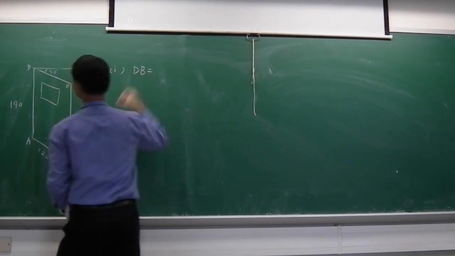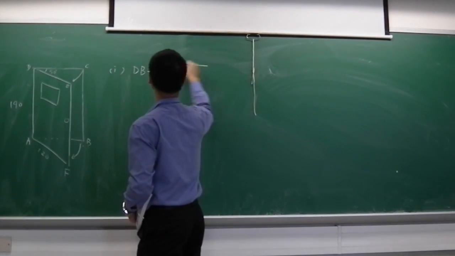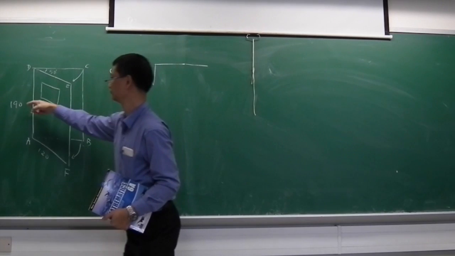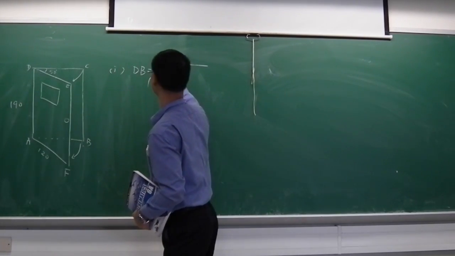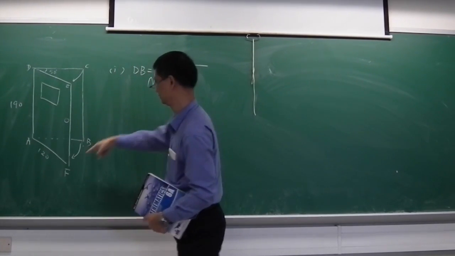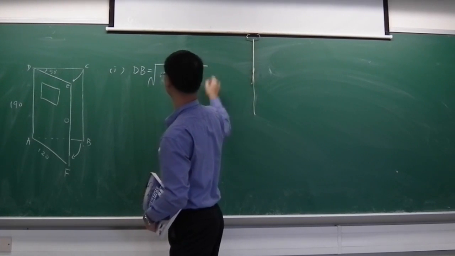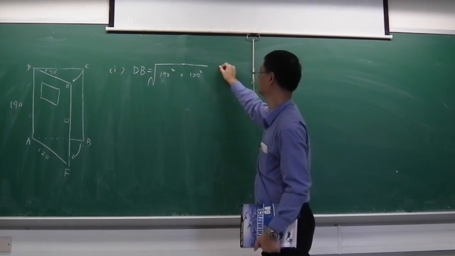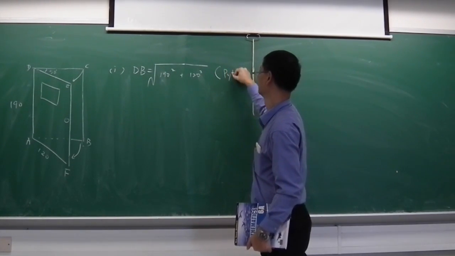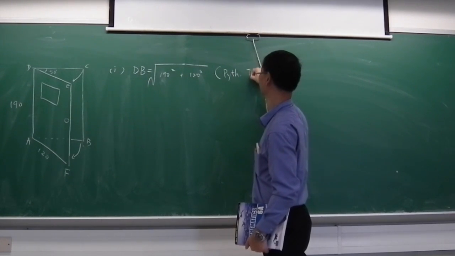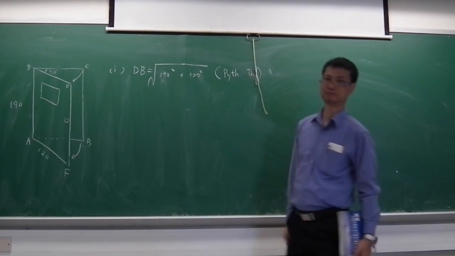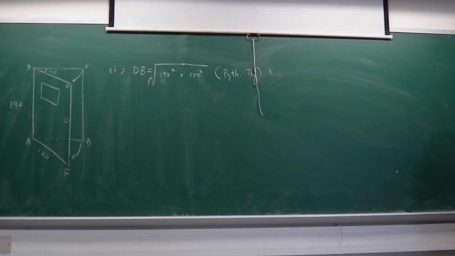DB is equal to the square root of 190 squared plus 120 squared. And the reason is 5 fingers 0. Is it clear? So this one is easy once you visualize the problem.